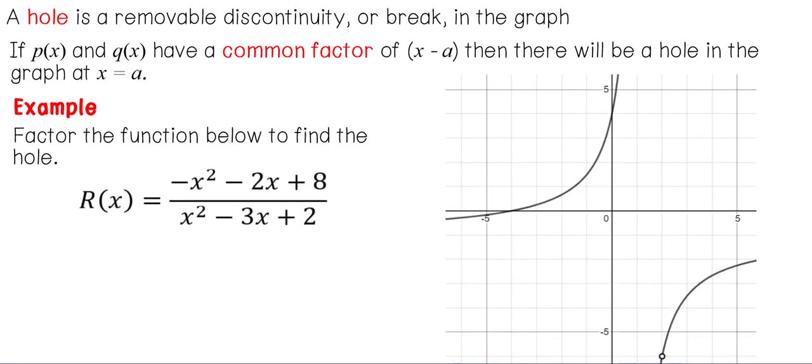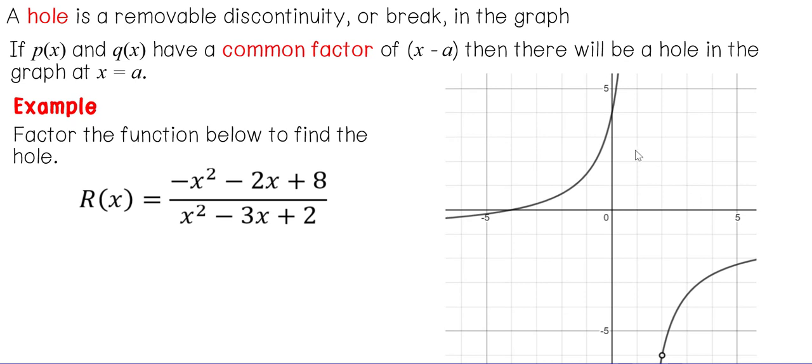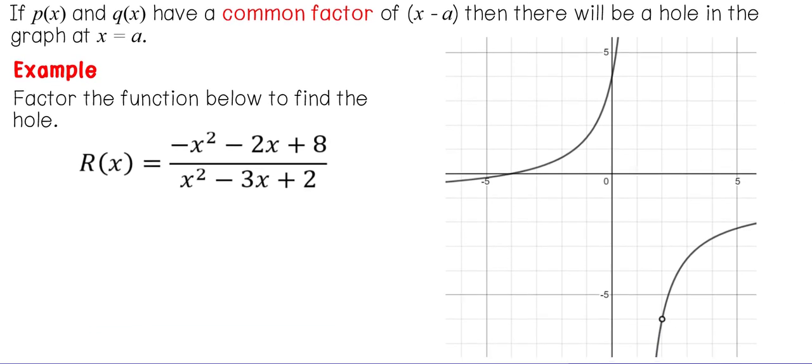And a hole is a removable discontinuity or break in the graph. So if P of x and Q of x have a common factor x minus a, then there will be a hole in the graph at x equals a. So if you look at the graph here, you can see there is a hole in the graph right here at 2, 6.